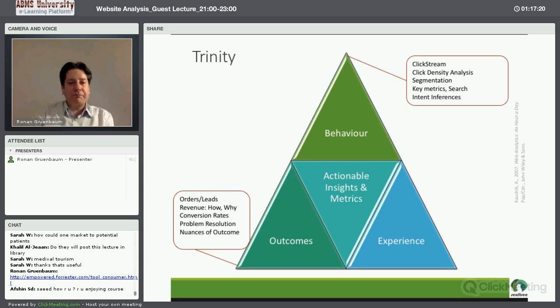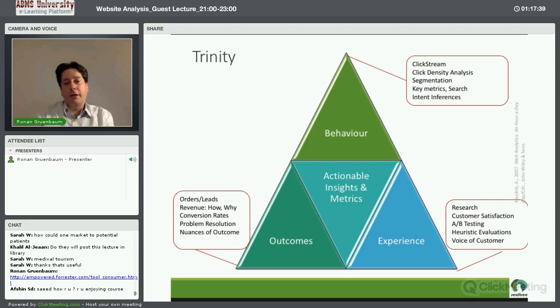And then with the experience, so you have research, customer satisfaction, A/B testing, heuristic evaluations, and the voice of the customer. So here you can look at what was the experience like for the customer on your site. So this might be overall for their entire experience of your brand with a heuristic evaluation. It might be how satisfied they are. You might have a pop-up saying, did you have a good time today? Yes, no. And you just get a very broad measure of how satisfied the customers were.